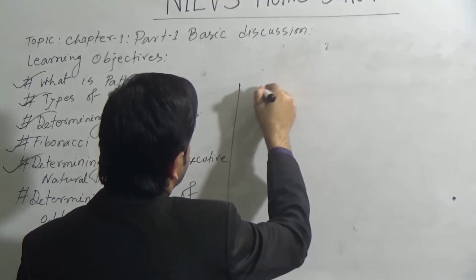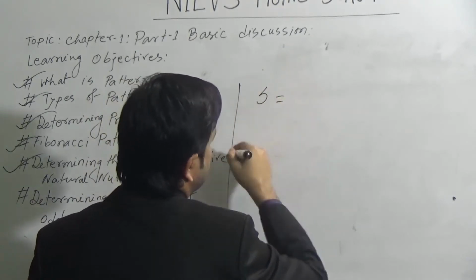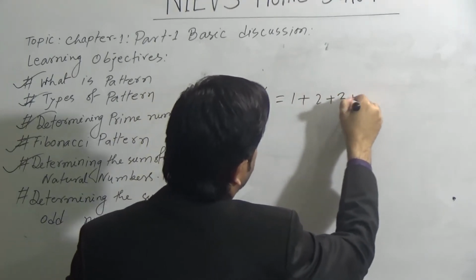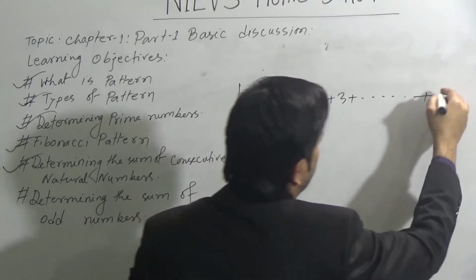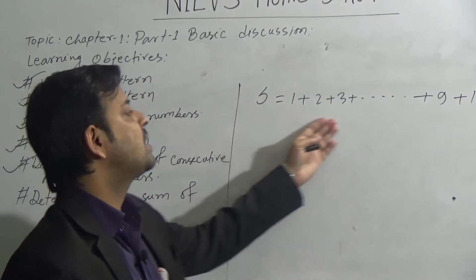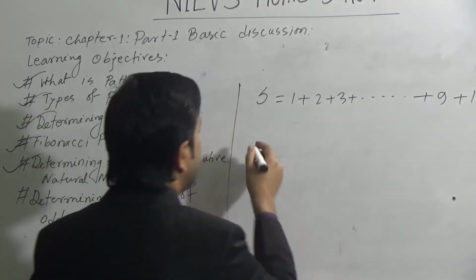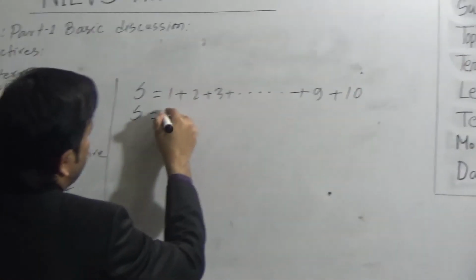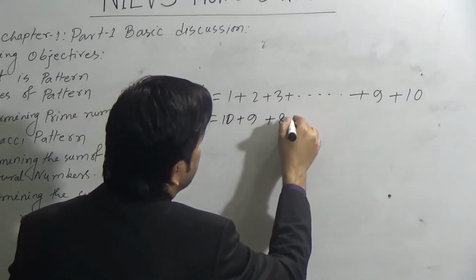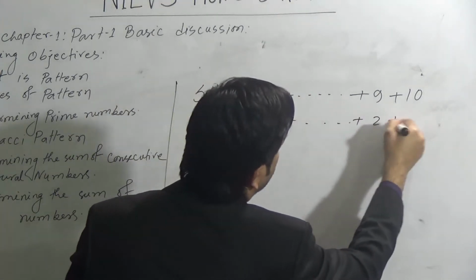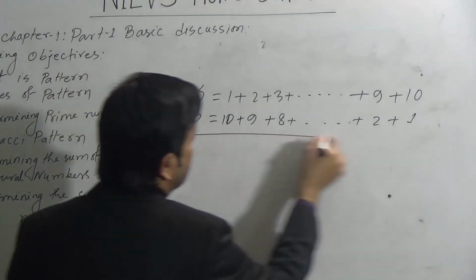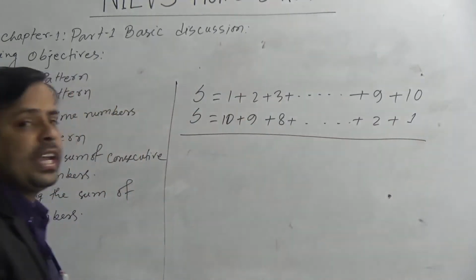Suppose the sum of the first 10 natural numbers is s. So s equals, we can write 1 plus 2 plus 3 plus, in this way we can write 9 plus 10. So this is the sum of the first 10 natural numbers. We can write this conversely. At first we can write 10, then 9, then 8. In this way we can write here 2, 1. So if we add this, what will we get?